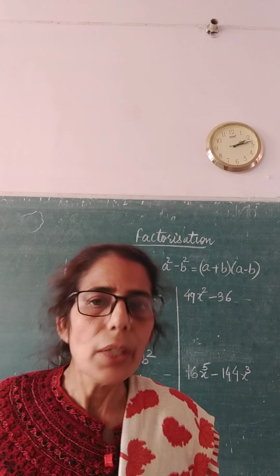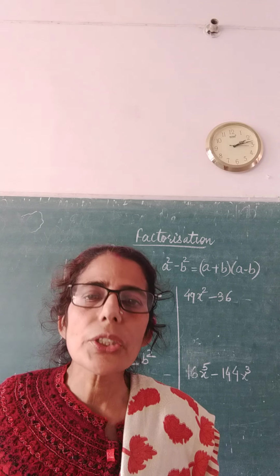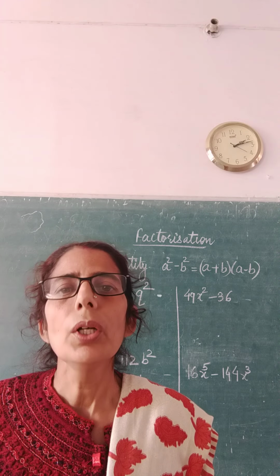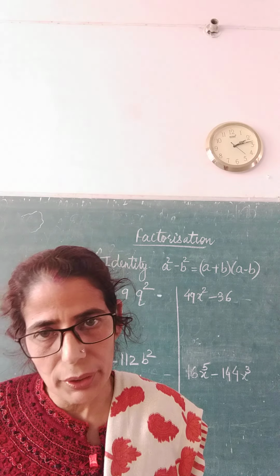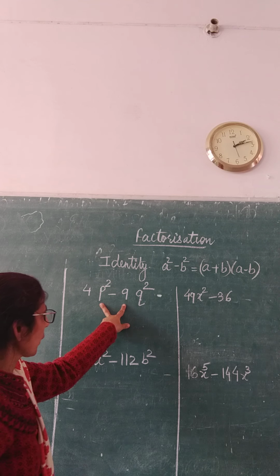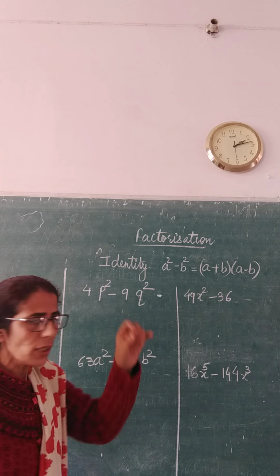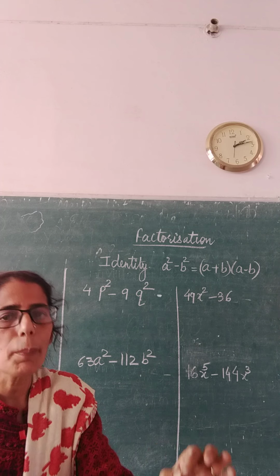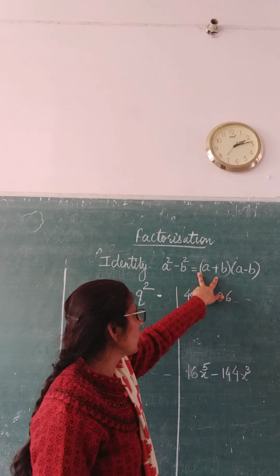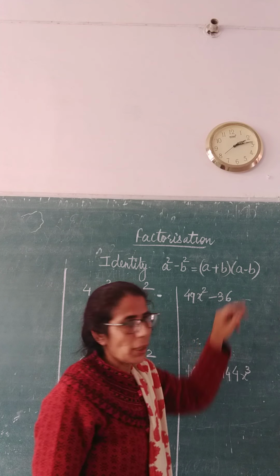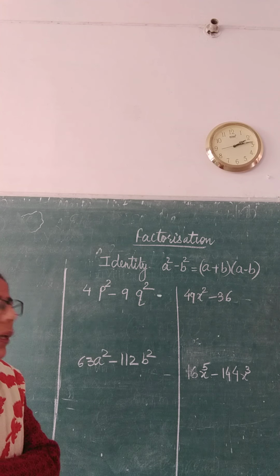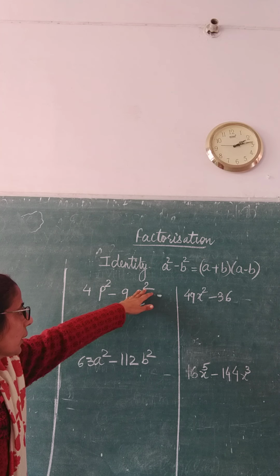Factorization means changing the algebraic expression into parts which are in product with each other. Whenever there are two terms and they have squares, there is a most probable chance that this identity, a square minus b square is equal to (a plus b) into (a minus b), will be applied. Taking common can also be there, but this is also expected if squares are there.